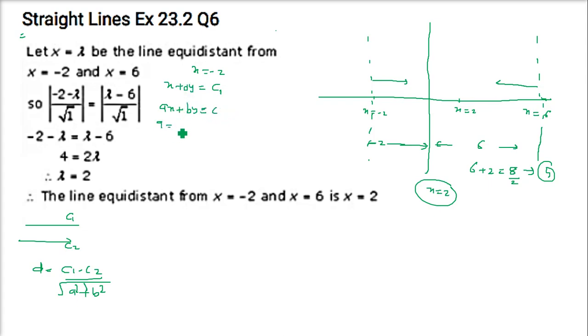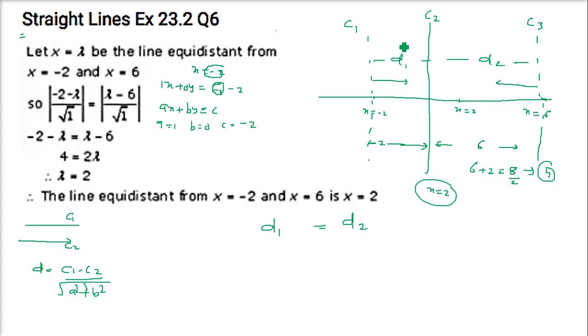So a is 1 here, b is 0 here, and the constant c is minus 2, right? So let me write here minus 2. So the constant is minus 2. Let us say this is c1, this is c2 and this is c3. So now the distance between this is d1 and this is d2. The distance d1 should be equal to d2. So d1 has to be equal to d2.